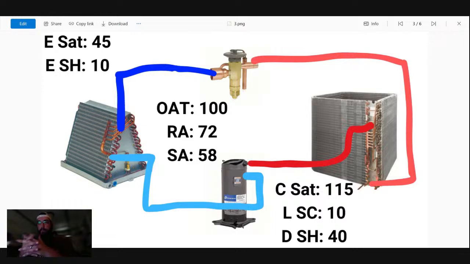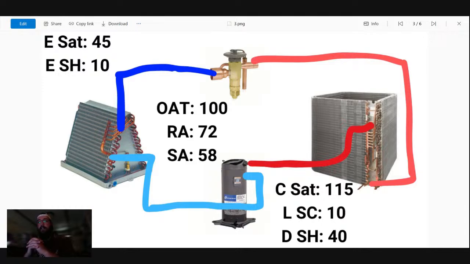So yeah, we see evap saturation 45. I mean, what's wrong with that? Evap superheat is 10. Okay, so James, you're picking up on it. Evap sat is not too high. That's the thing. Evap saturation is not too high, but it is higher than a lot of systems would normally run. I'll agree with that, but I wouldn't call it too high.